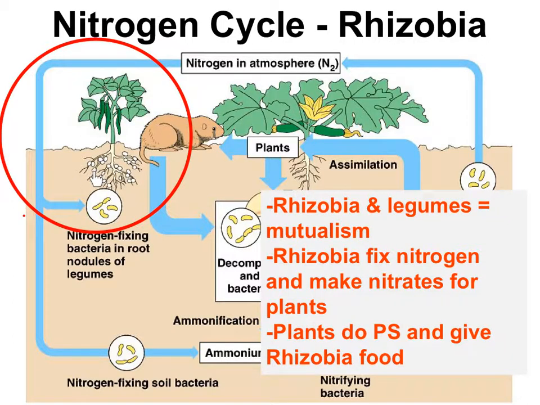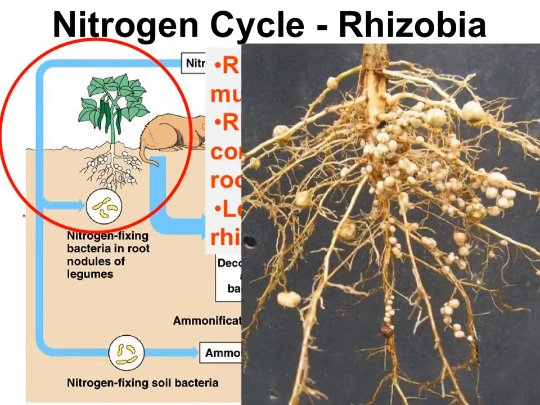Rhizobia live in clumps called root nodules in the roots of the plants, and Rhizobia do their job of fixing nitrogen and making nitrates for the plants. They make plants' life a little bit easier to get nitrogen, and in return, the plants do photosynthesis and send some of that good old glucose down to the Rhizobia to give the Rhizobia food and keep them alive. Here's an actual picture of root nodules that have Rhizobia. It looks kind of gross.